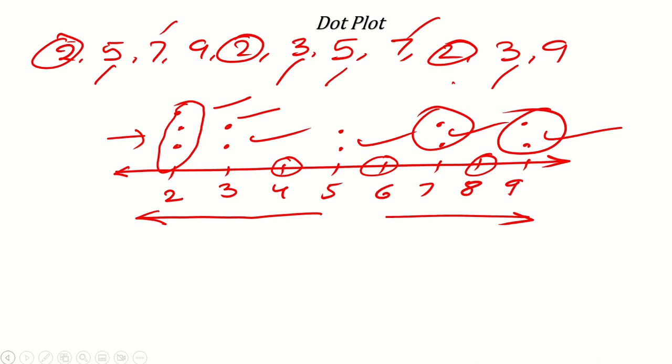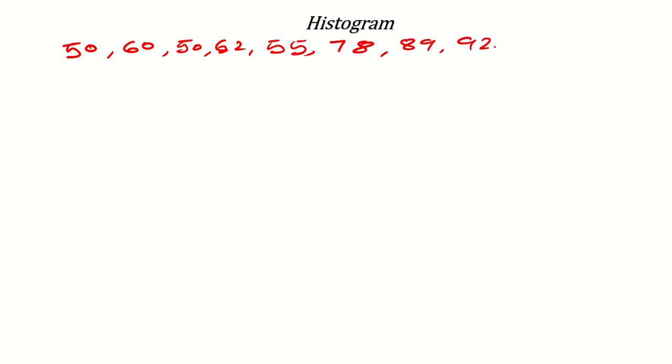Okay, but describe is very easy. We just see the picture and write about that picture. It is like story writing. Now histogram. For histogram, the same type of question will come. For example, they can say marks in your class are, say, 50, then 60, then 50 again, 62, then 55, then 78, 89, 92, then 65, then 83, then 87, like that.